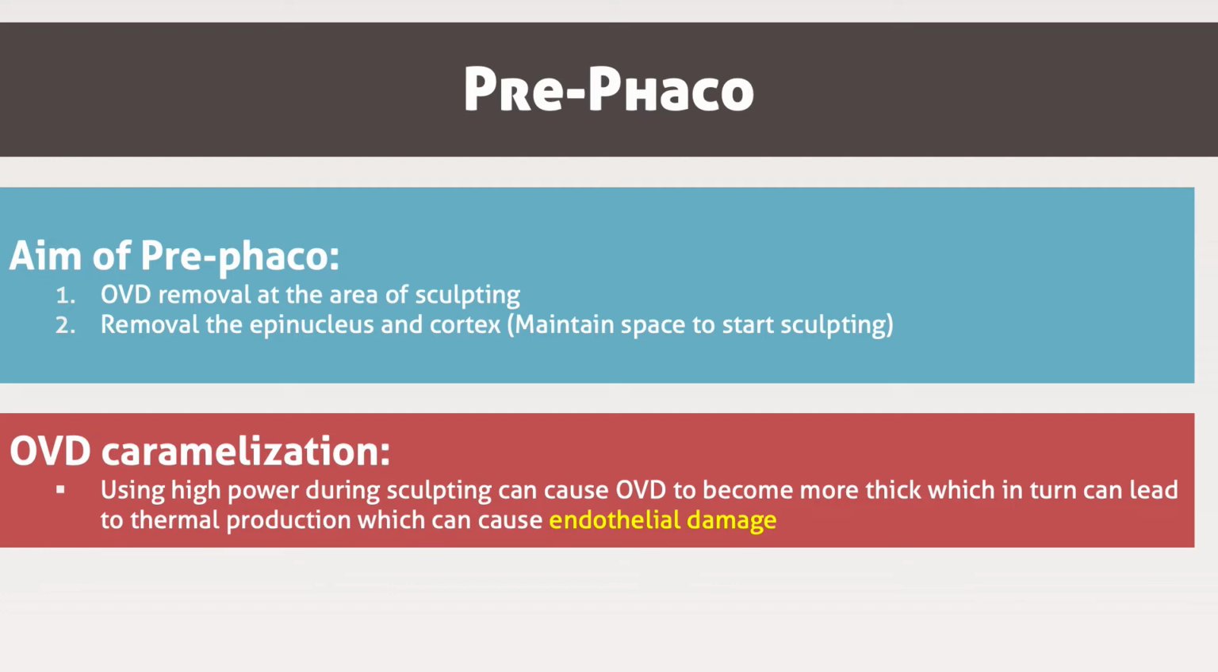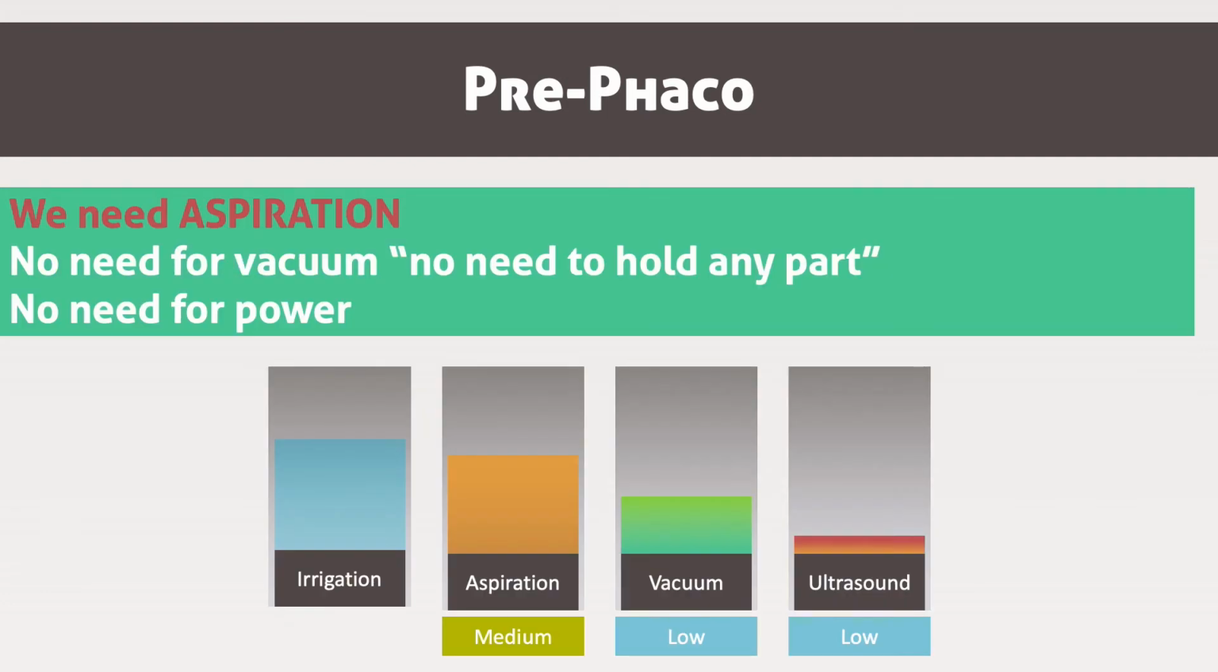The other aim is the removal of epinucleus and cortex to expose the nucleus. So we will not waste power during sculpting for epinucleus and cortex, which can be removed easily during pre-phaco with much less power. Based on the previously mentioned aims of the pre-phaco, we need aspiration mainly in this step. We don't need much vacuum, we don't need much ultrasound. So we will set the aspiration on medium level.